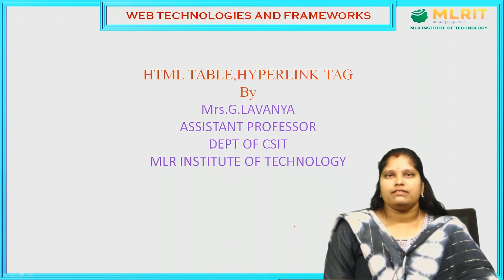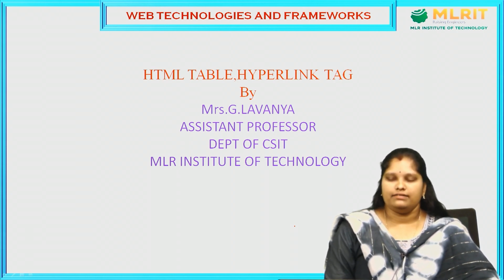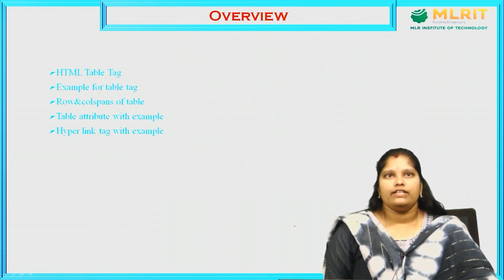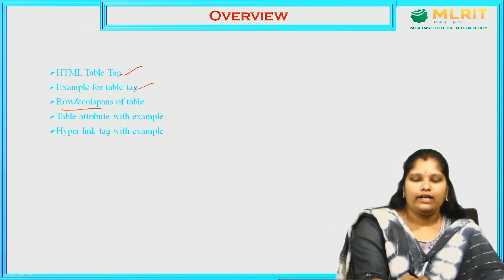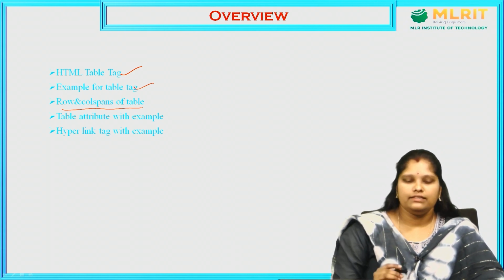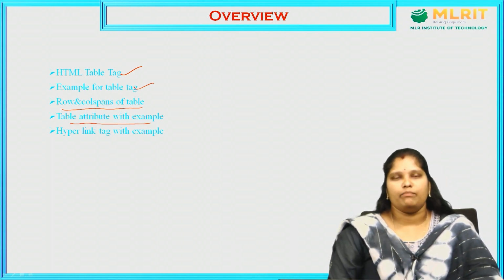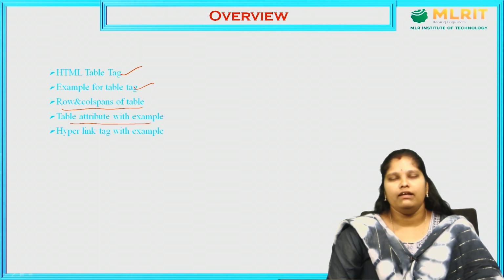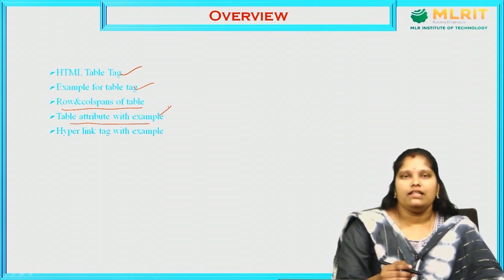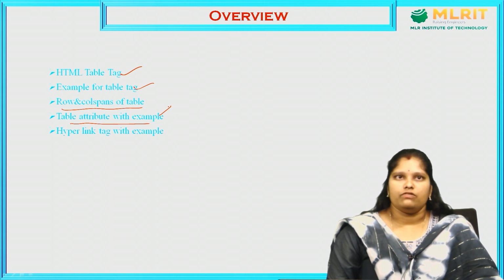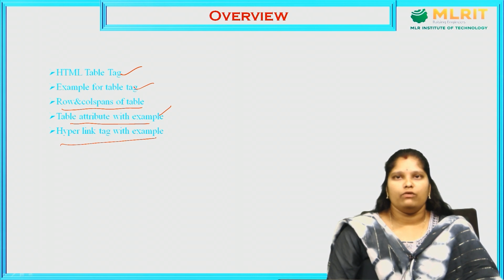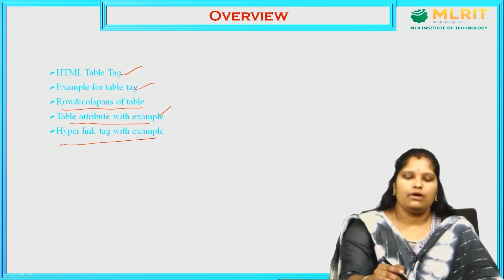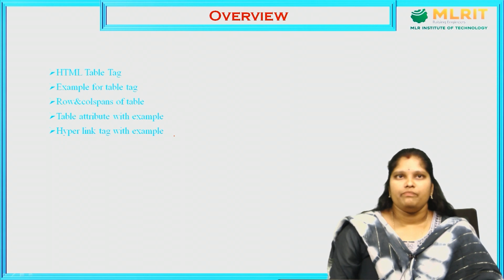And today we'll discuss HTML table tags and hyperlink tags, right? And this is the overview of today's class. HTML table tag, example of HTML table tag and example of table tags, row and column space of table tags, and table attributes with examples. For table, we are having a few attributes, and we'll see examples also by using those attributes. And next is the hyperlink tag. What is the hyperlink tag? Why we are using it? And with example. This is the overview of today's lecture.